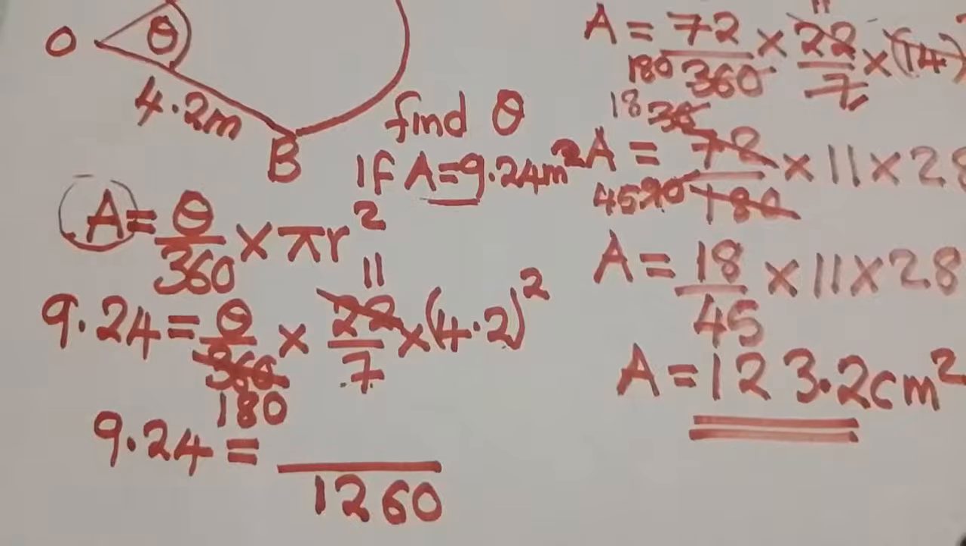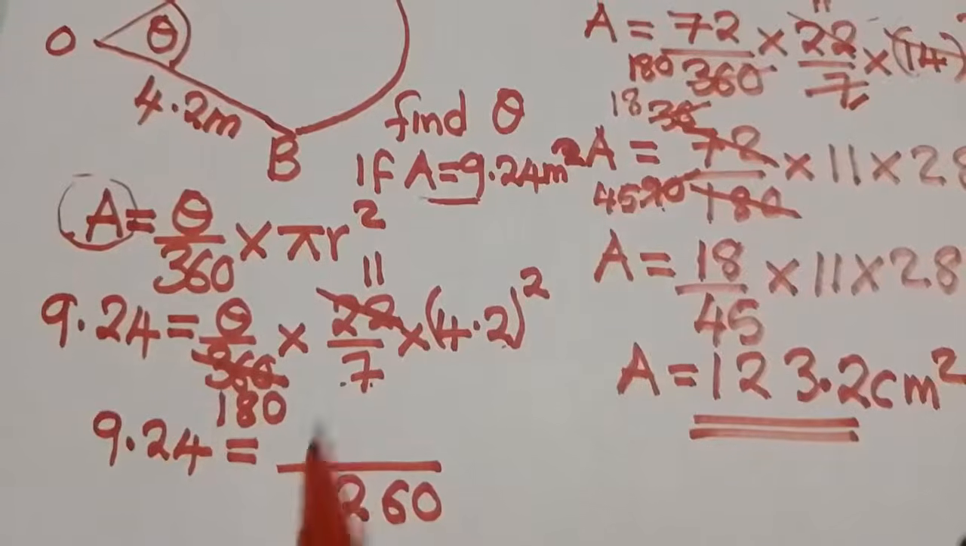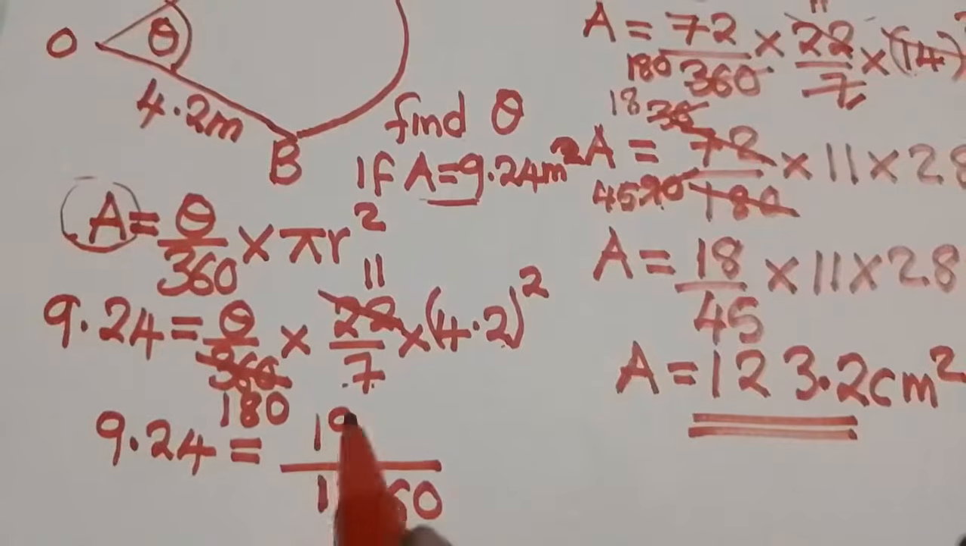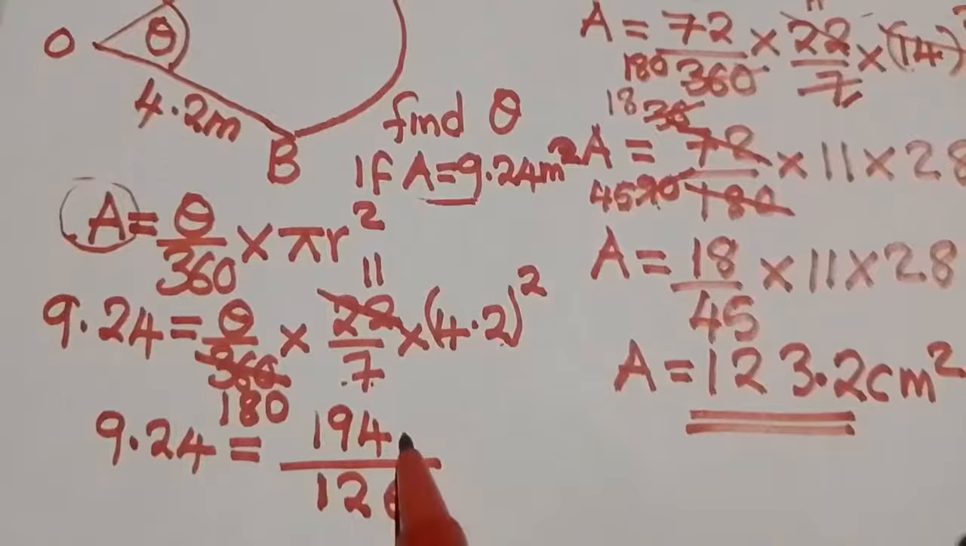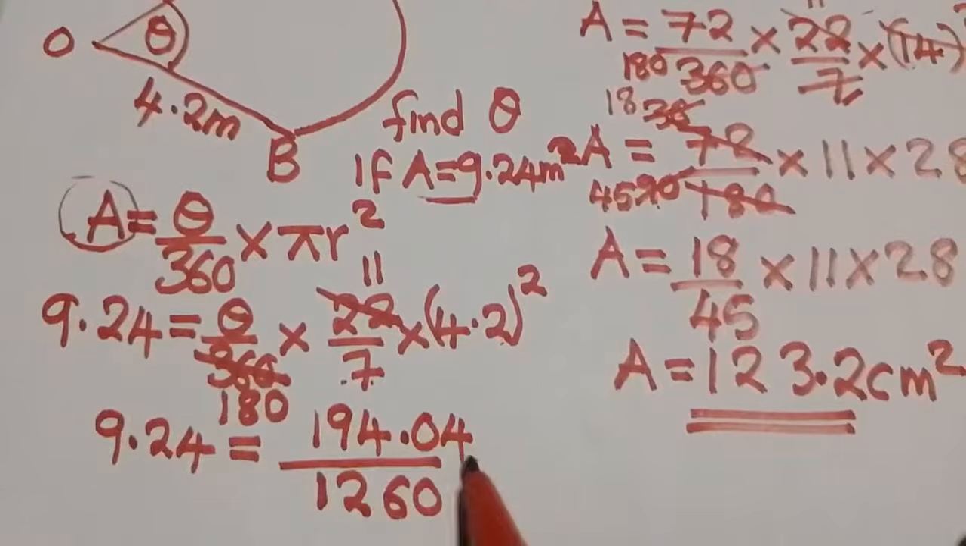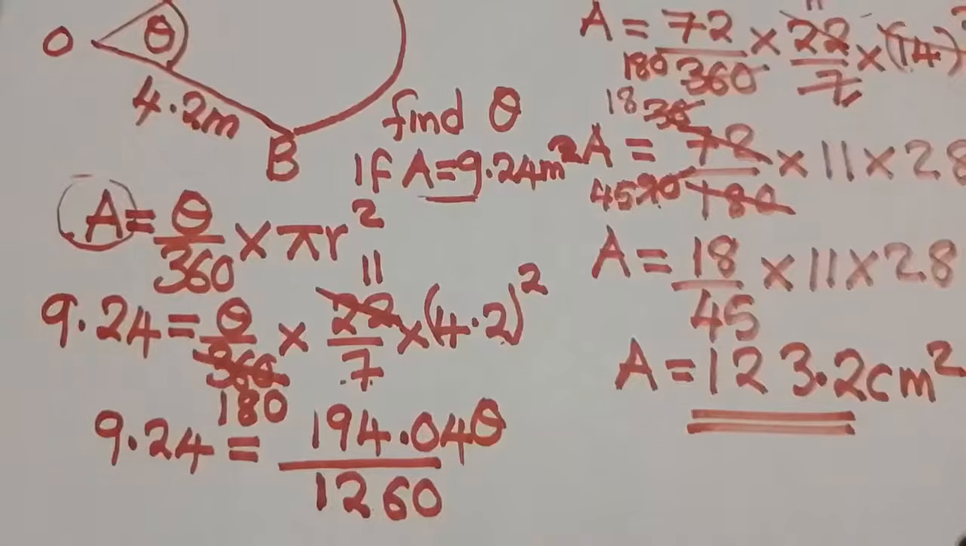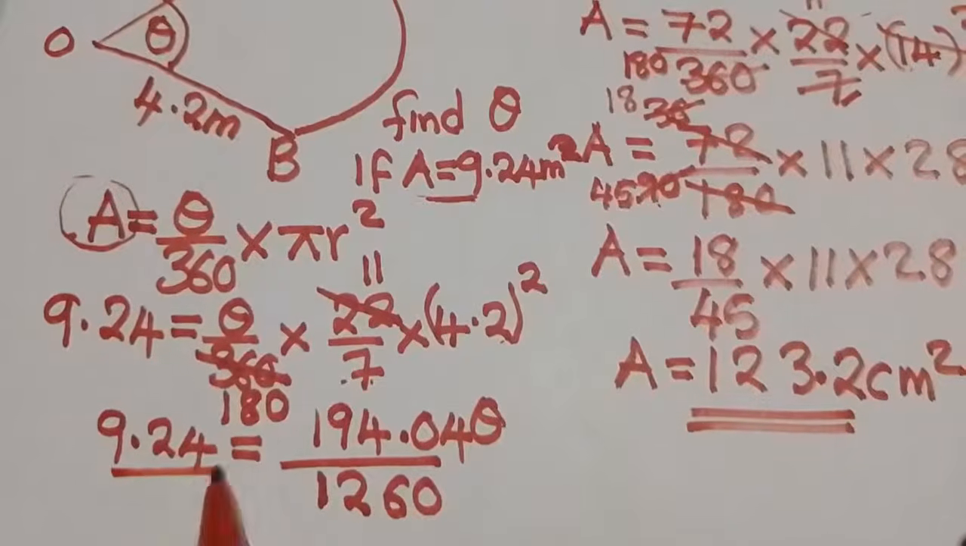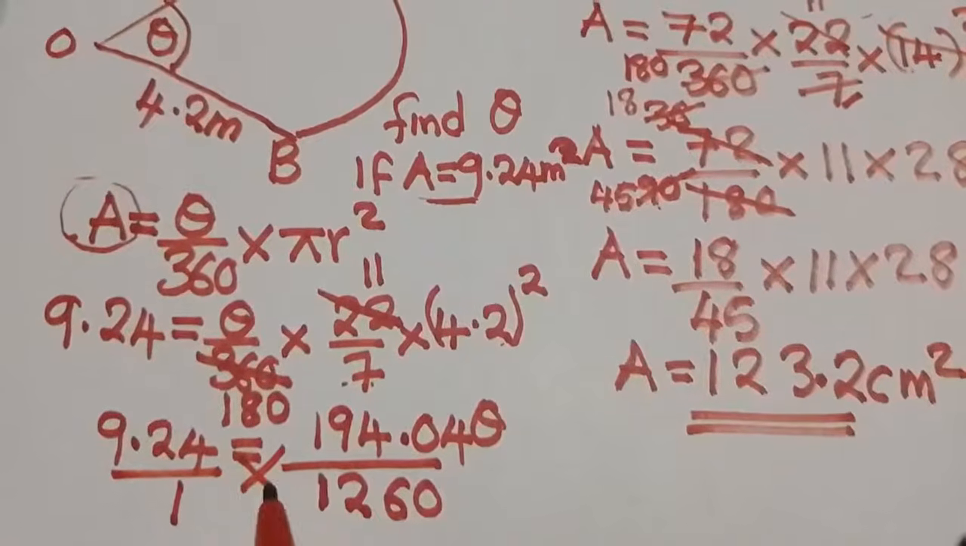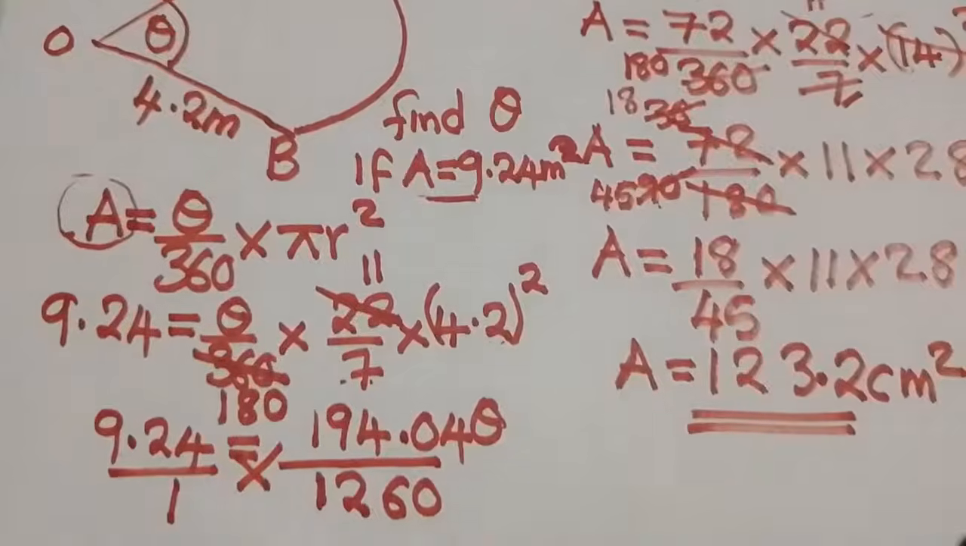What are you going to get here? You are going to get 194.04. Then you put the theta there. Have you seen? This is what you are going to do. Then you do this over 1. Then you start multiplying. You do cross multiplication.